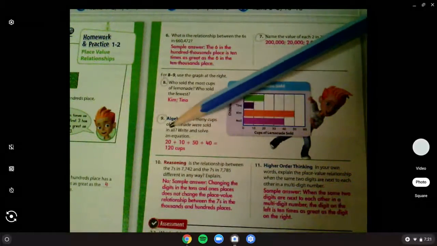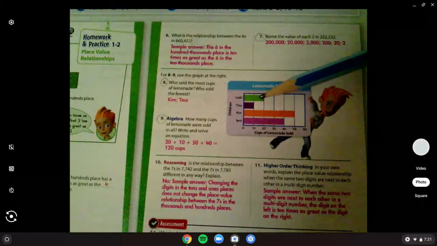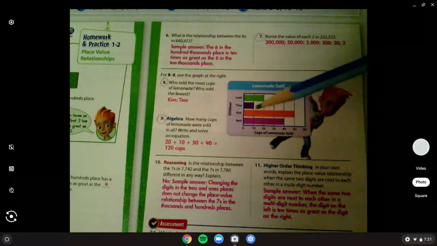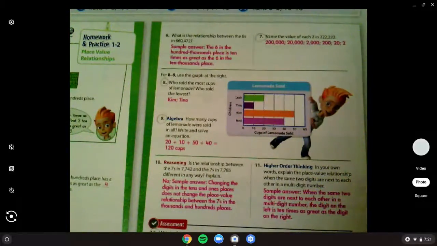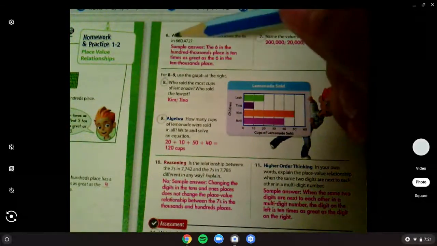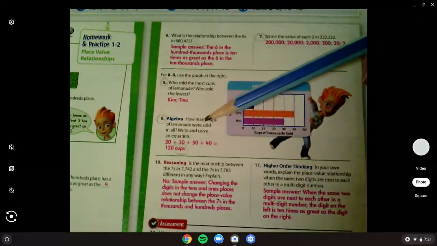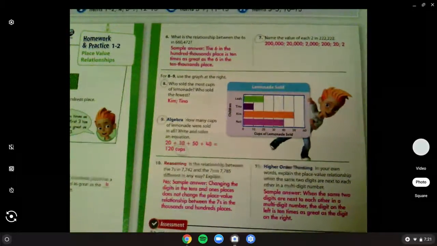Number 9 wanted you to figure out how many were sold in all. Write and solve an equation. So I wanted you to show your work. To do 20 from Leah, 10 from Tino, 50 for Kim, and 40 for Neil. You could have done them in a different order too, but you should have gotten 120 cups. And my favorite way to remember we need that word cups is because it's a word problem, so we need a word in our answer.